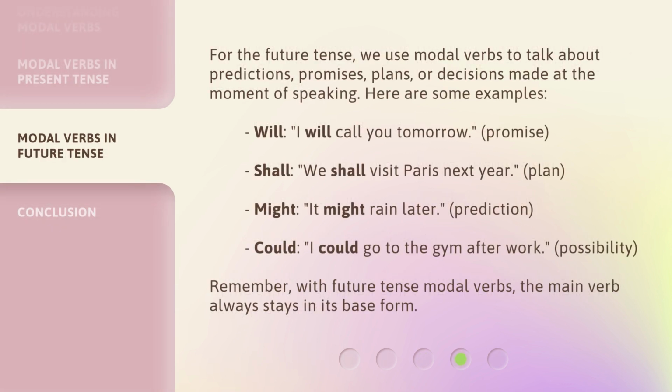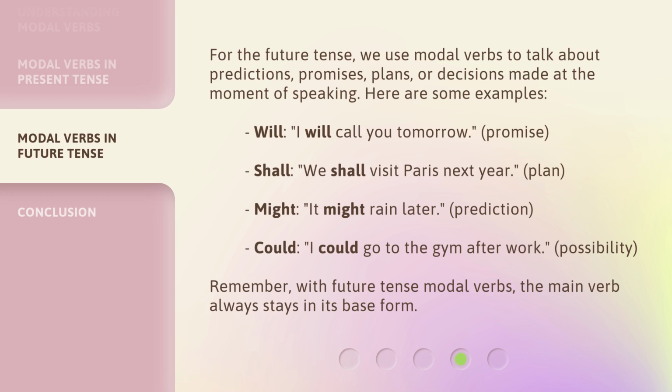For the future tense, we use modal verbs to talk about predictions, promises, plans, or decisions made at the moment of speaking. Here are some examples. Will: I will call you tomorrow. Promise. Shall: we shall visit Paris next year.